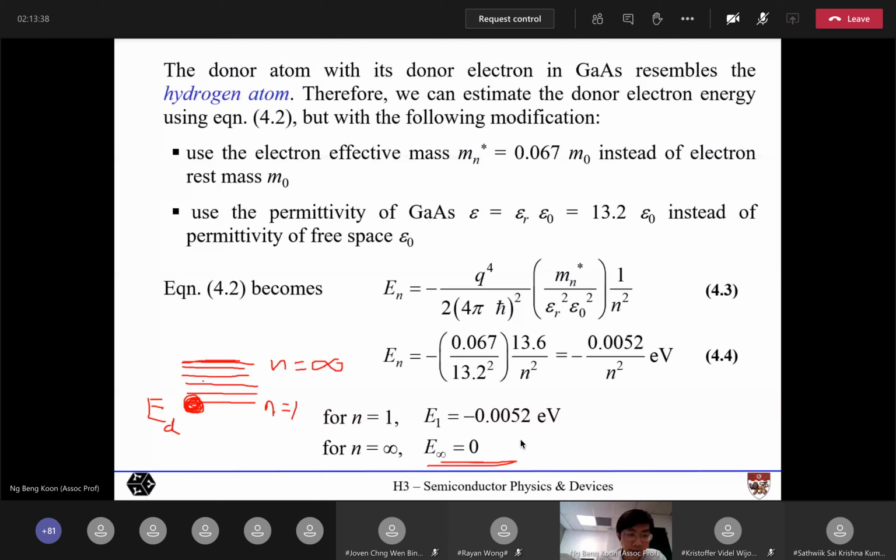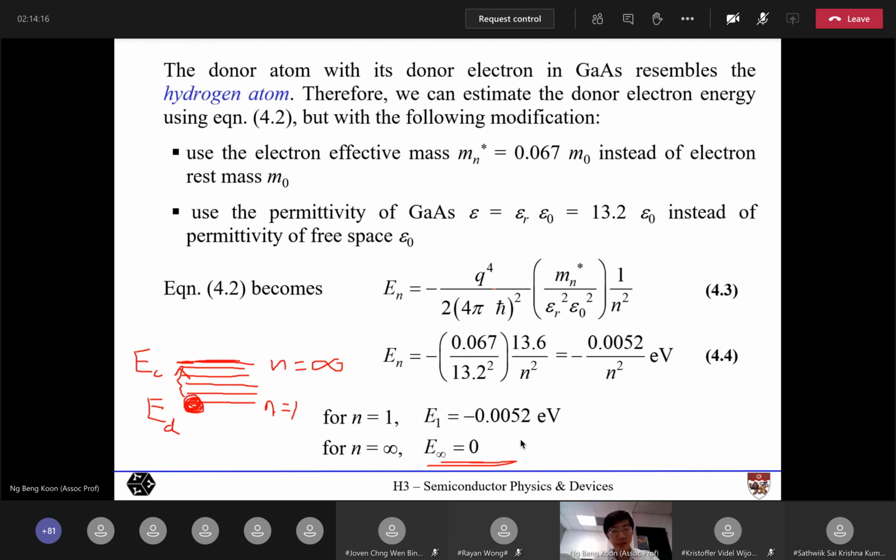So for it to become free, in other words, it has to go all the way up to n equal to infinity, right? This corresponds to the free energy part, which is like the conduction band. When it becomes free, then this level here basically is your EC, if you like. Okay, so the binding energy is basically the energy for the electron to break free from the bonding in the crystal. So in this case, the binding energy will be the difference between these two, right?